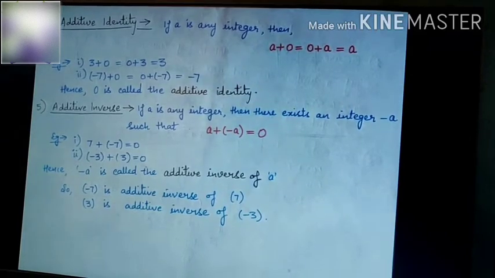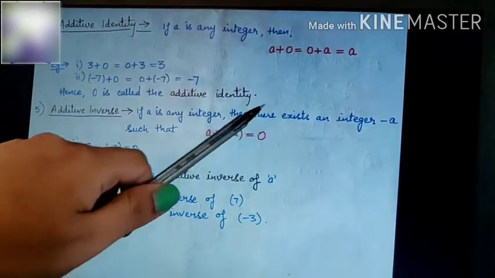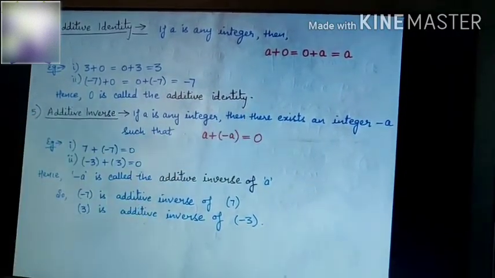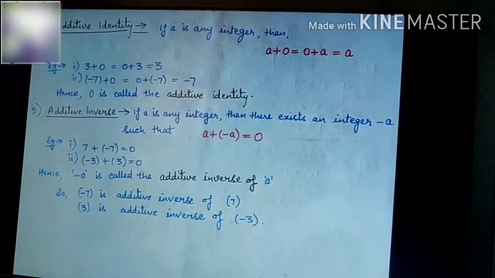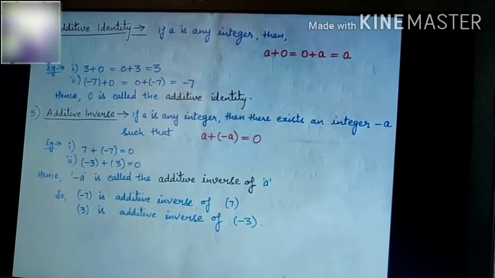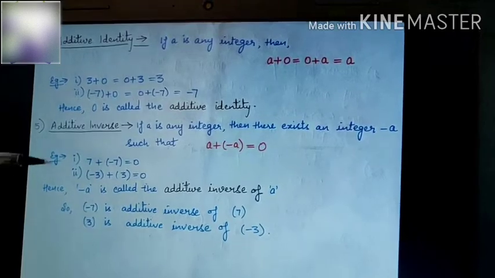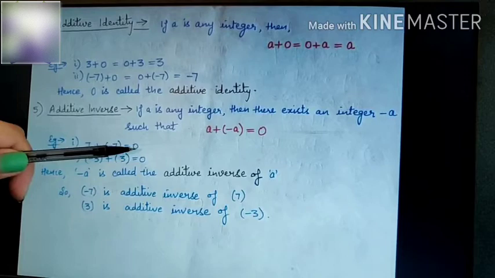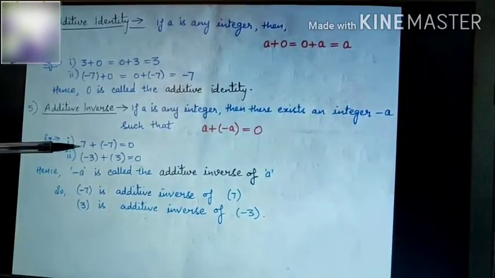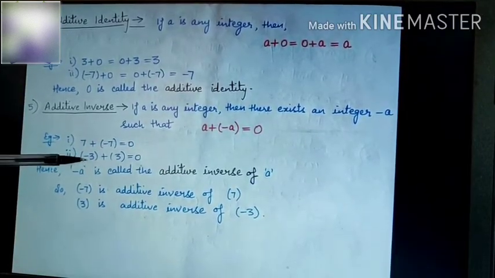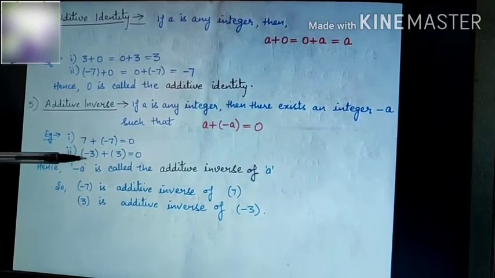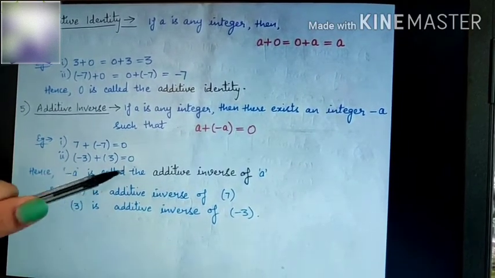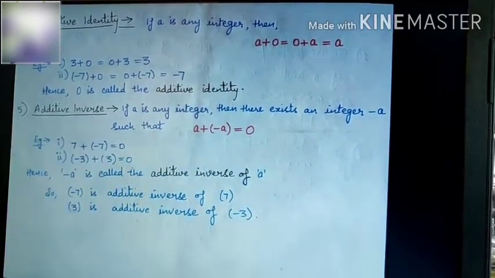Then additive inverse. If a is any integer, then there exists an integer minus a such that a plus minus a is equal to 0. So additive inverse is that number which is added to an integer, then the result will be 0. So if I have the number 7, if I add minus 7 to 7, I will get 0. That means minus 7 is additive inverse of 7. Similarly, 3 is the additive inverse of minus 3. Because in minus 3, if I add 3, then the sum will be 0. So minus a is called the additive inverse of a.